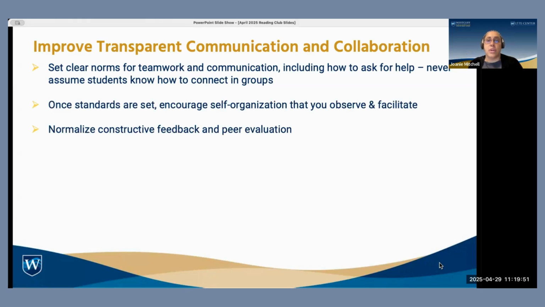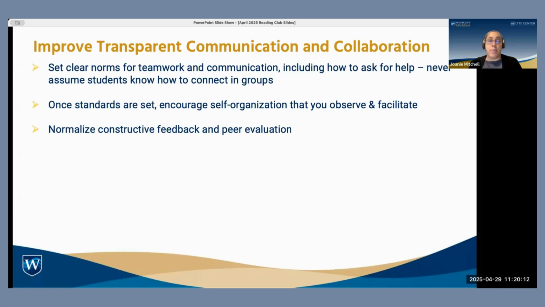Once standards are set, encourage self-organization that you observe and facilitate. So sometimes it goes back to the flipped classroom or other models that you might be using. The idea of the instructor as a facilitator instead of sage on the stage is really important. And this is another example of why.